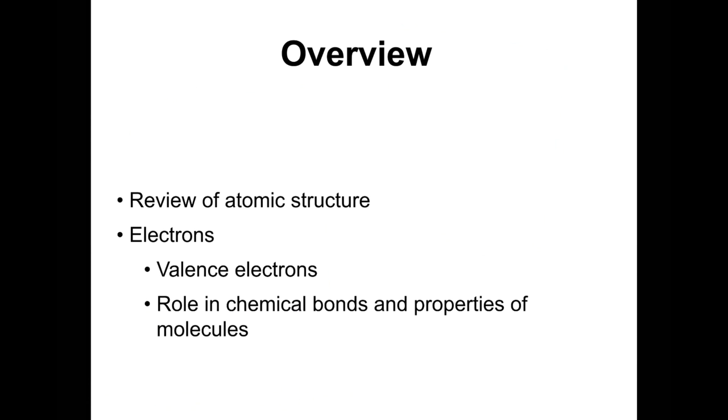So we'll talk about electrons, where they are found in atoms, and what the valence electrons are, these electrons that are involved in sharing, in elements or atoms connecting with each other, forming molecules. And then we'll go through the types of chemical bonds, and how they arise from the behavior of electrons.